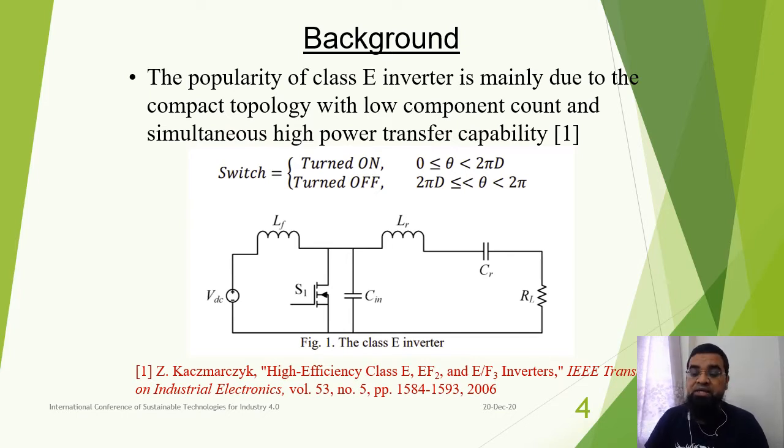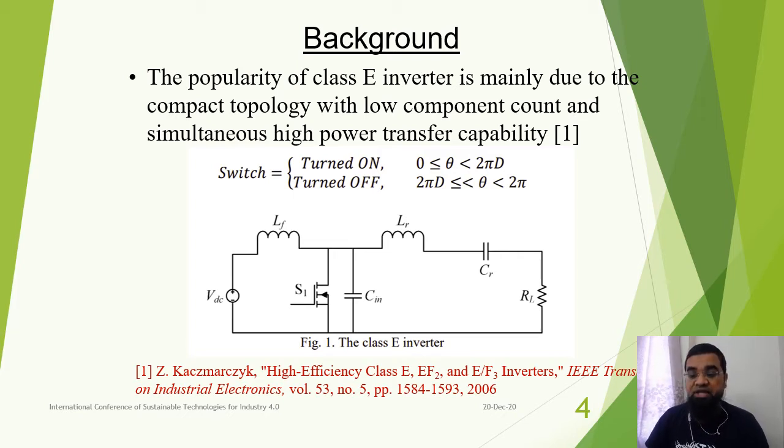The advantage of the class E inverter is that it's a very simple design. As you can see from the picture, it has a DC voltage source, an input inductor, a switch, an input capacitor, and an LR and CR, basically a resonance circuit, and the output load. If you give a DC voltage here, you can get an AC voltage at the output. So the advantage is that it has a very simple configuration, and the number of components is very low.